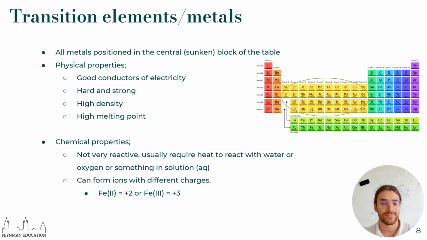Okay, so our final group that we're going to be looking at when it comes to periodic table is the transition metals. Okay, so these are good conductors of electricity because they're going to form metallic bonds with each other. We'll get to that later. They're very hard and strong. They have a high density and a very high melting point.